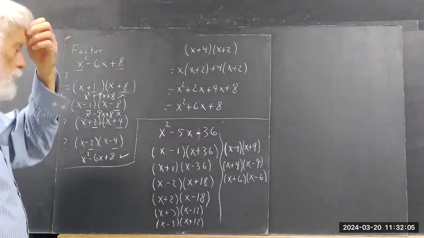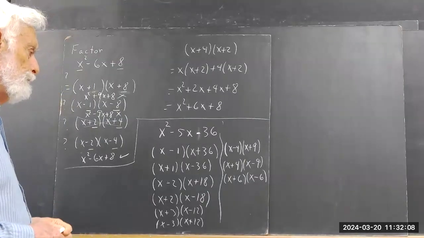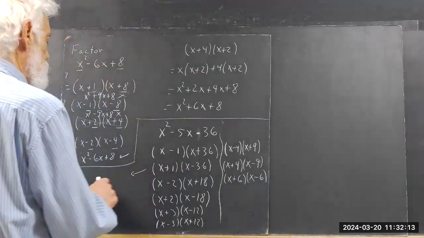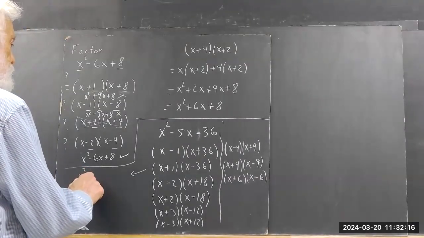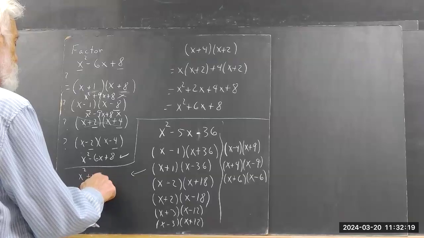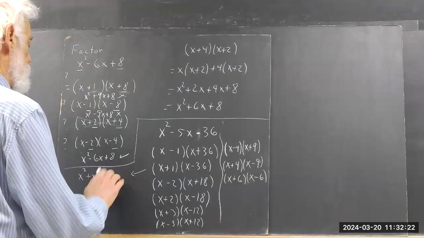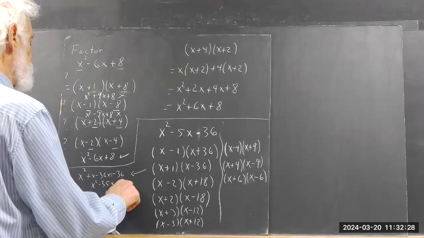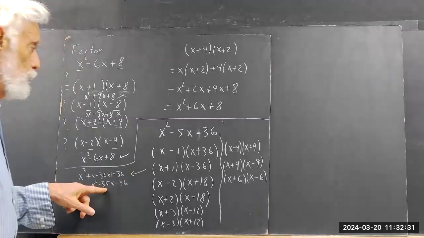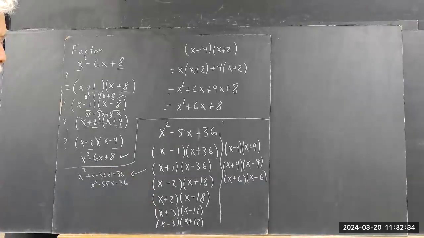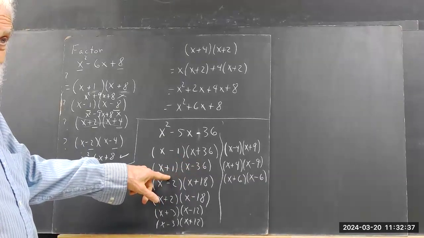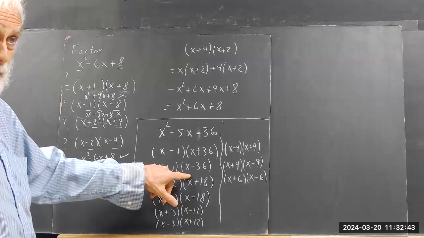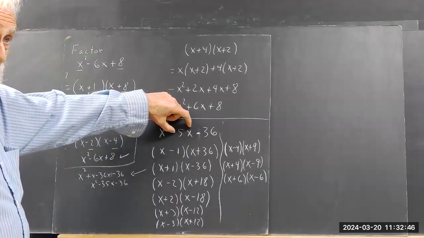Now, we can see pretty clearly that if we multiply this out, this would give us x squared plus x minus 36x minus 36, which would be x squared minus 35x minus 36. And that's nowhere near getting us to negative 5. It's because the 36 is so much bigger than the 1. The x times negative 36 just overwhelms whatever 1 times x will give you, and you're not going to get a minus 5 out of that.